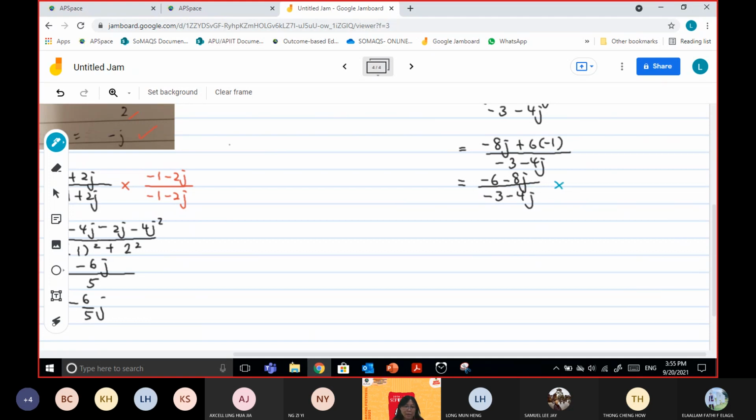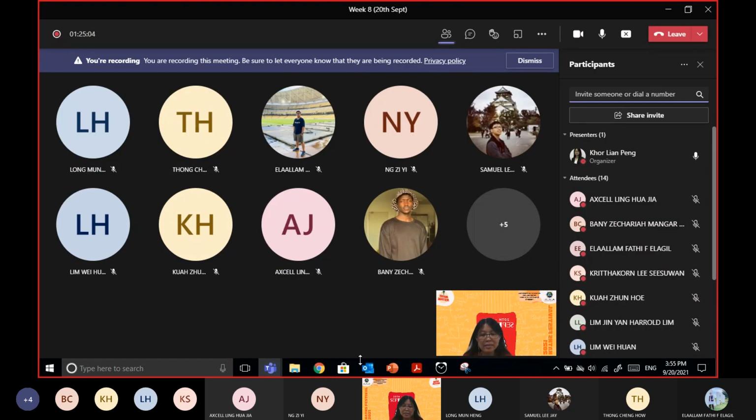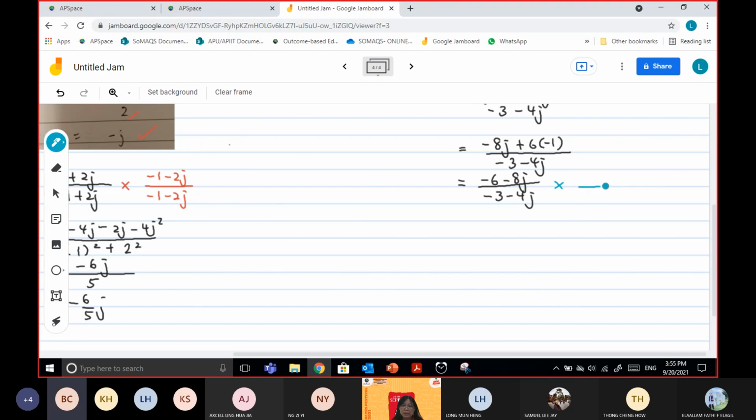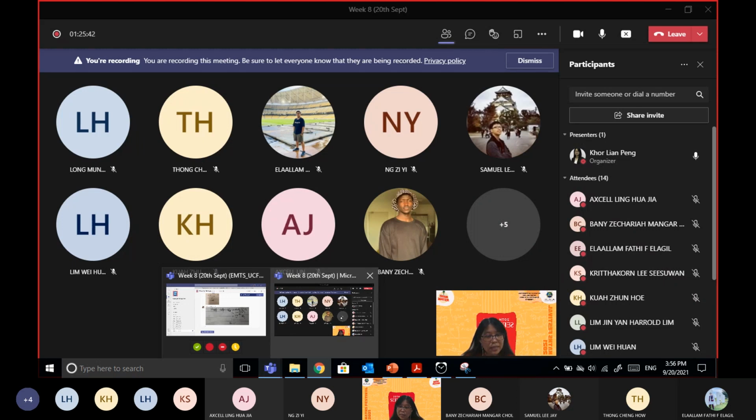Okay, so what should I multiply? Can I have Benny? What should I multiply, Benny? Negative 3 plus 4j. Yes, correct. Minus 3 plus 4j. Okay, then Benny, can you tell me how to calculate the value at the bottom? Negative 3 squared plus 4 squared. Okay, so negative 3 squared plus 4 squared, correct? Okay, so thank you.